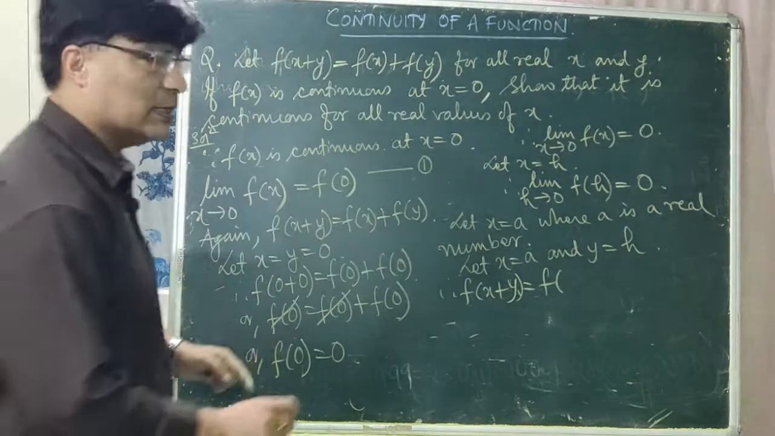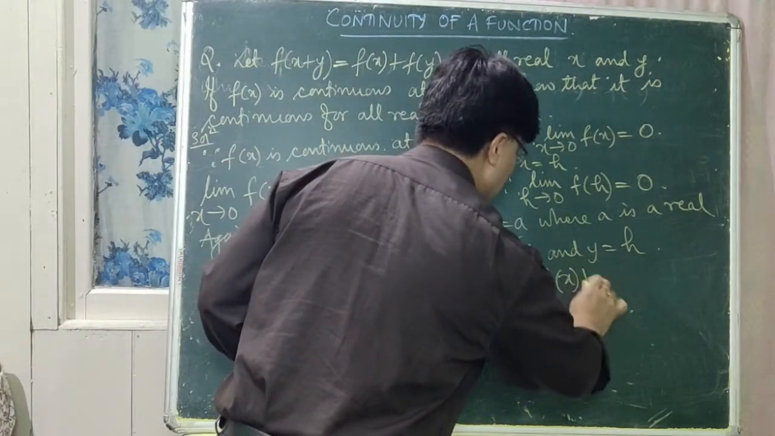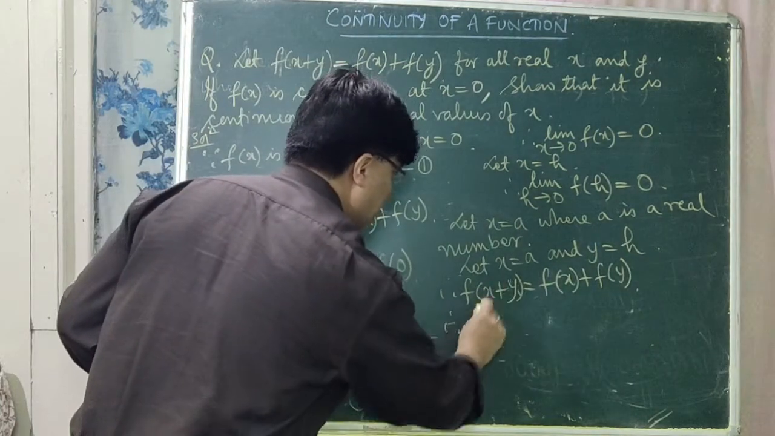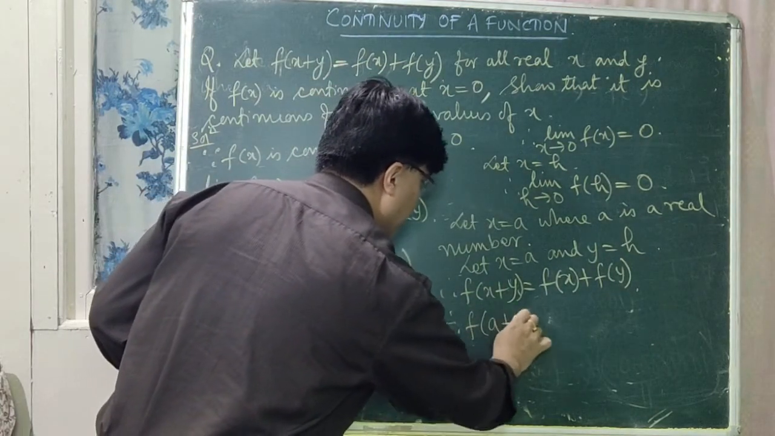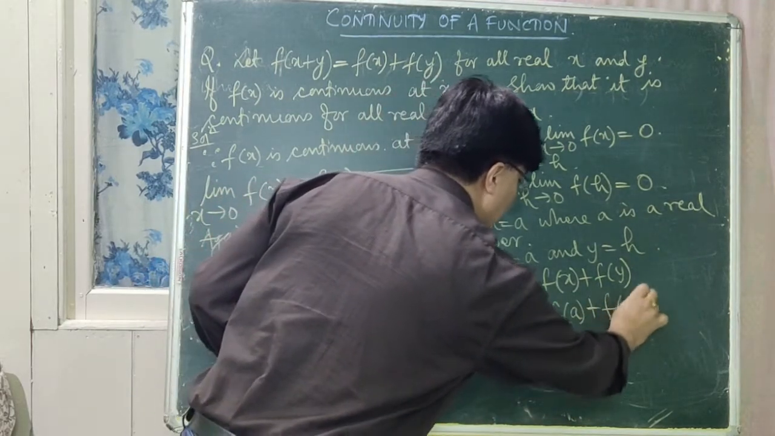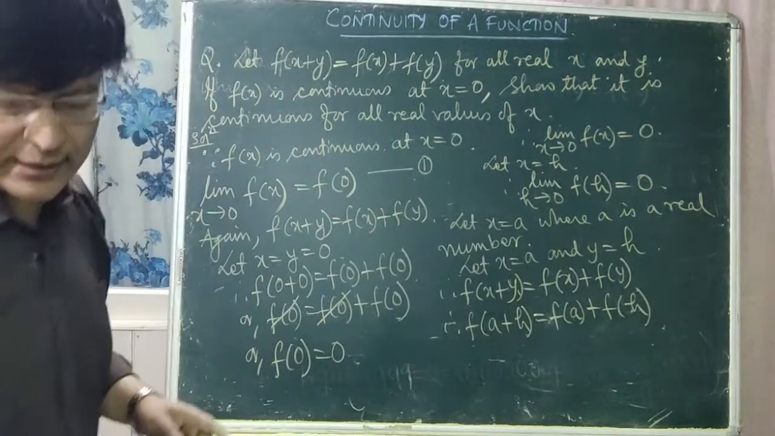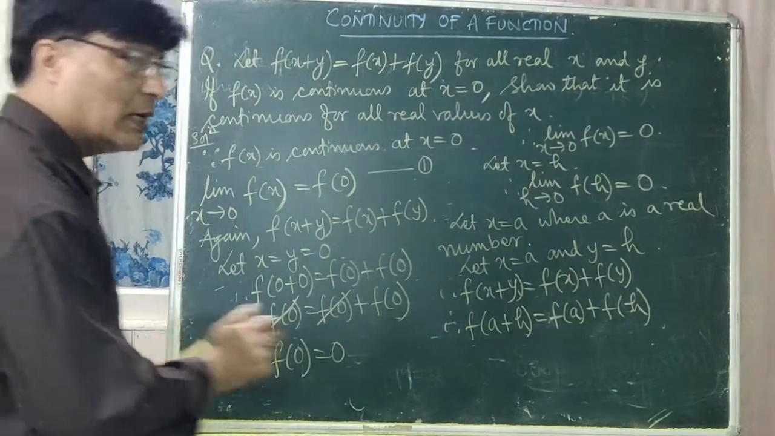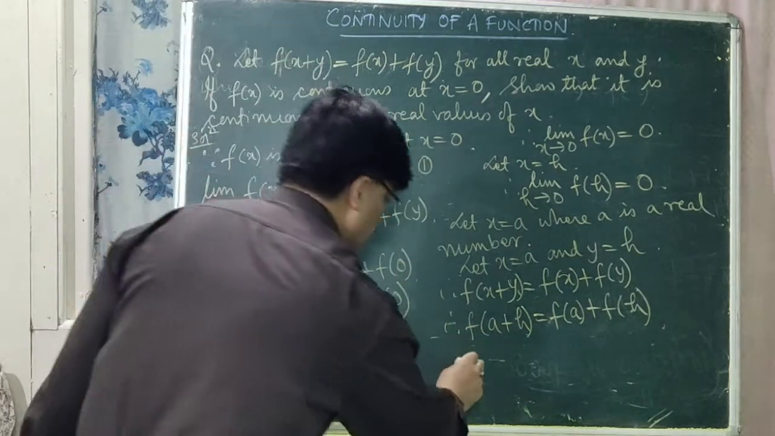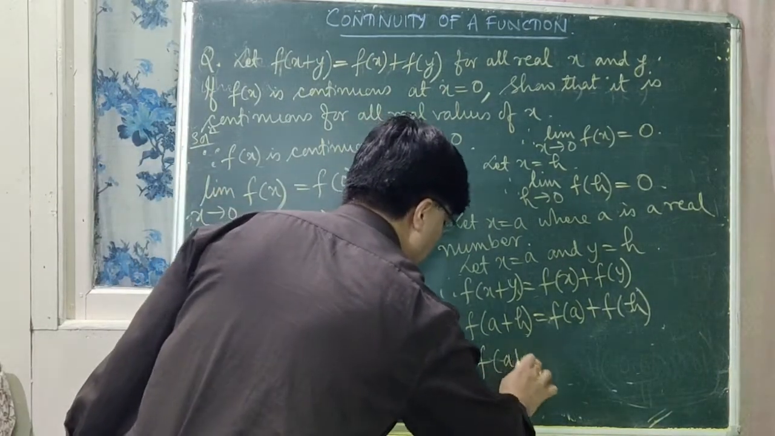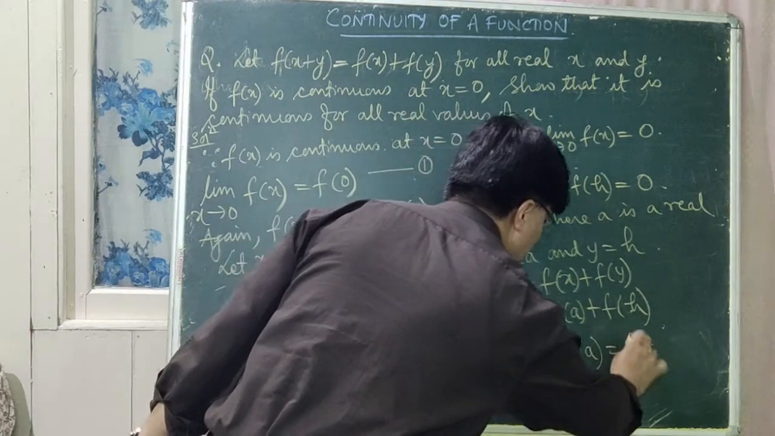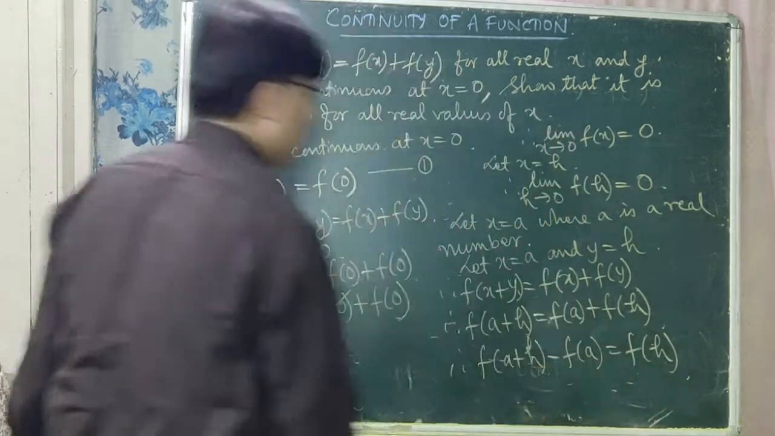f of x plus y is equal to f of x plus f of y. Let us put x is equal to a and y is equal to h. We get f of a plus h is equal to f of a plus f of h. Is that clear to all of you? I think you have understood it. So let us take f of a to the left hand side. That is f of a plus h minus f of a is equal to f of h.